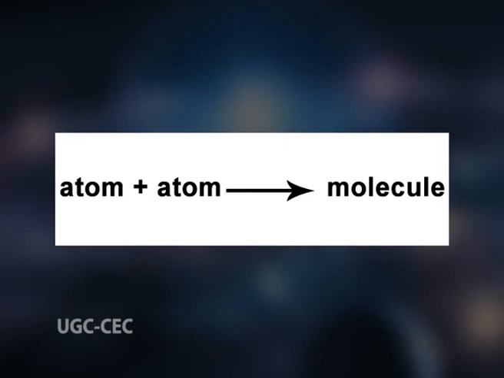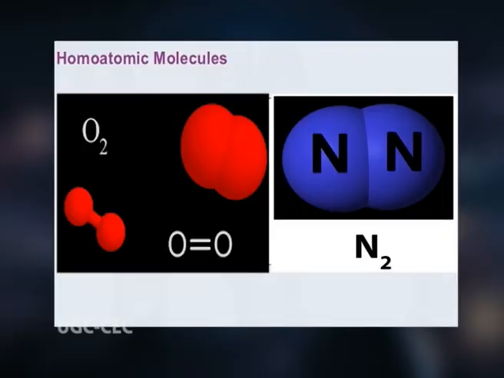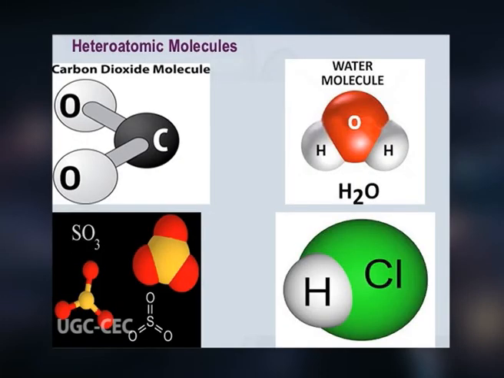Atoms of most of the elements do not exist independently. They either form molecules or ions. Molecules are formed by a combination of atoms or ions by chemically bonding to each other or held by attractive forces due to the charges. A molecule is the smallest particle of an element or compound which is capable of independent existence. If the molecule is made up of atoms of the same element, it is said to be homoatomic. For example, oxygen and nitrogen. If the molecule is made up of atoms of different elements, it is said to be heteroatomic. Examples: carbon dioxide, water, sulfur trioxide, and hydrochloric acid.